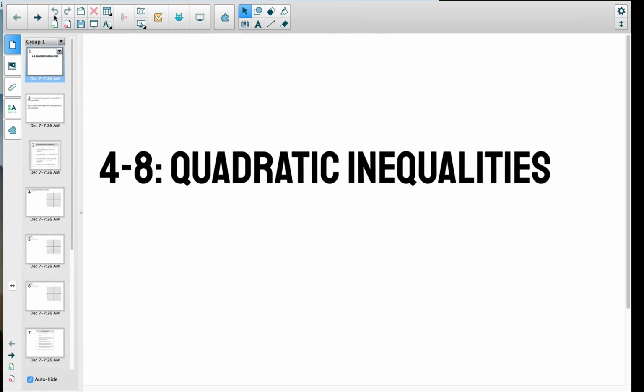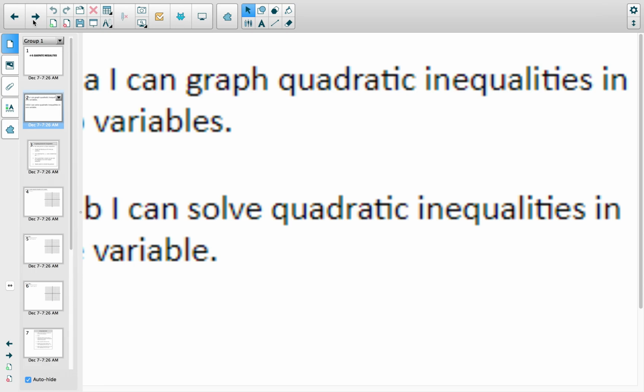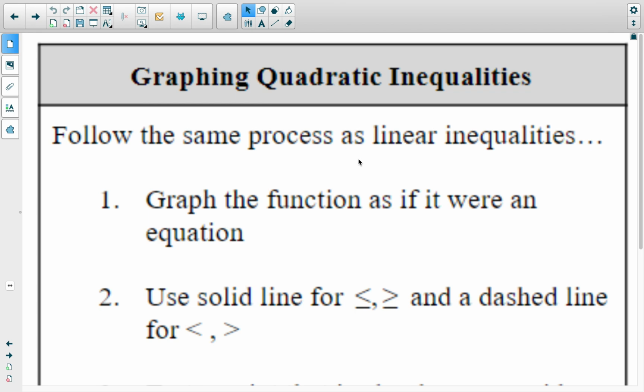Or 8, all about quadratic inequalities. So let's see, we want to be able to graph and solve quadratic inequalities after this, right? Sorry, this picture is so big. We're going to follow the same process as with linear inequalities.